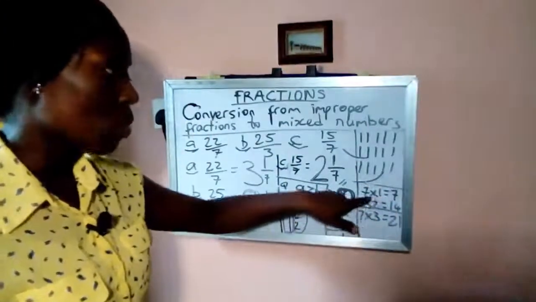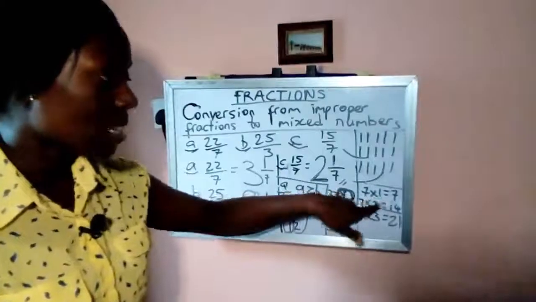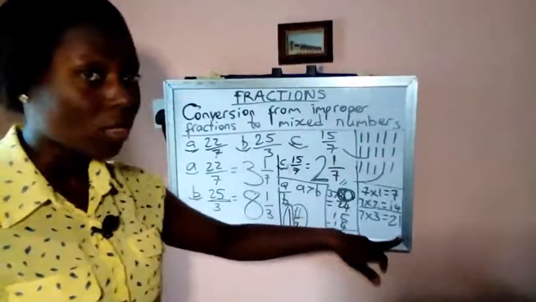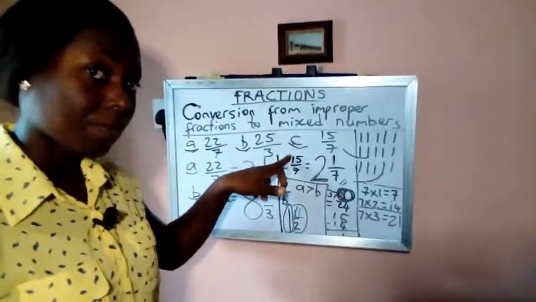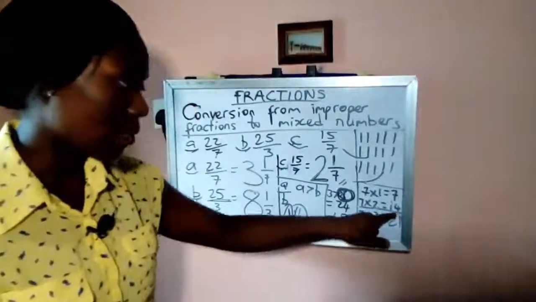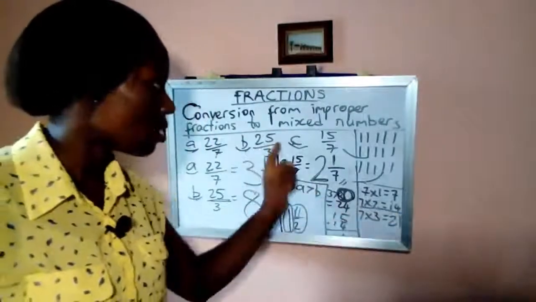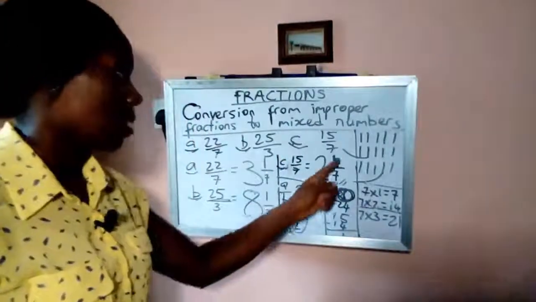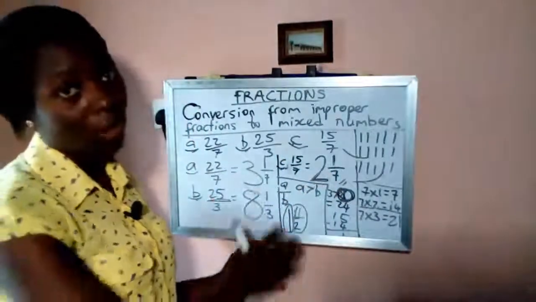Alternatively, we use the multiplication table, where 7 times 1 is 7, 7 times 2 is 14, 7 times 3 is 21. It's bigger than this. So we picked the one that is less than it, and that's 14. We subtracted our 14 from 15 and got 1. Again, 1 over 7. It's just a coincidence that we're only having 1.